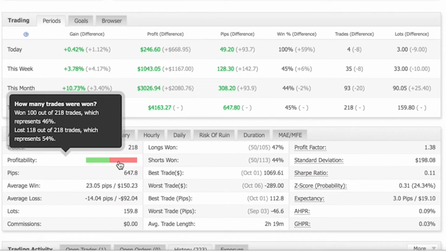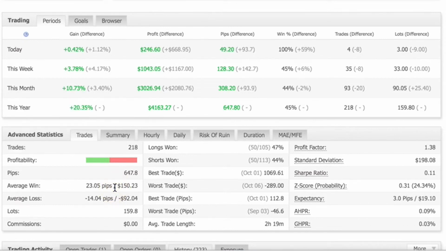On average, he gained 23 pips, and in dollars we are about $150, while his average loss is around 14 pips, with on average $92 as a loss. His best trade in terms of dollars was done on October the 1st, $1,069. His worst trade on October the 6th, he lost $289. So in terms of dollars, his best and worst trade were done on the second account.